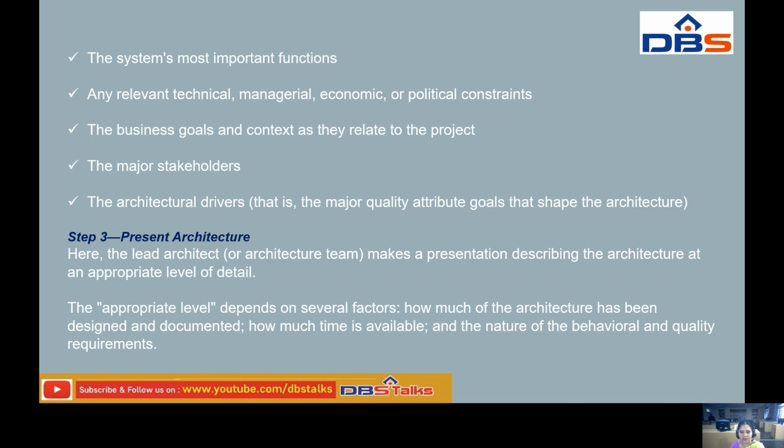Here the stakeholders are different persons, as I said previously, either they are developers, the architect, the users, or the clients. Those persons are called the stakeholders. Majorly we consider the requirements of the particular stakeholder. That is the major thing while developing the particular project. And the architectural drivers, we also need to focus on these. These are the major quality attribute goals that shape the architecture. These are the main things they are presenting.